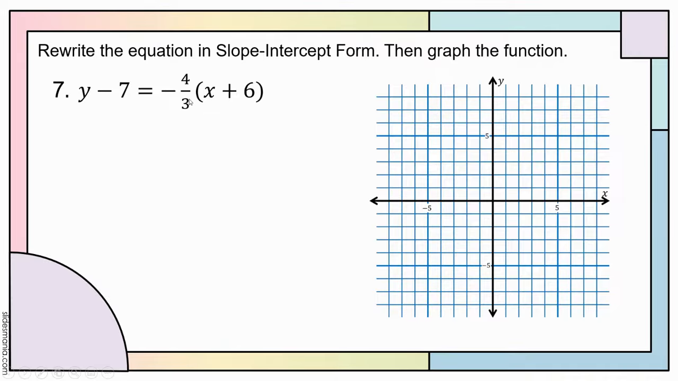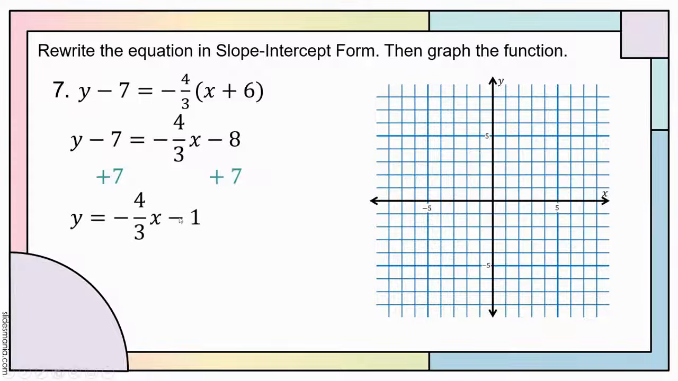Number 7, we're going to distribute negative 4/3. Negative 4/3 times x becomes negative 4/3 x. Negative 4/3 times 6 becomes negative 8. And then add 7 to both sides. So we get y equals negative 4/3 x minus 1.